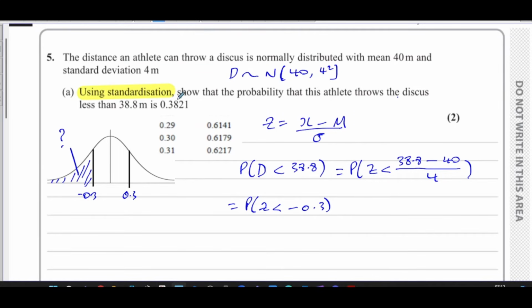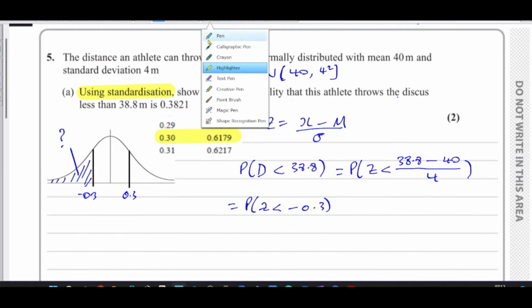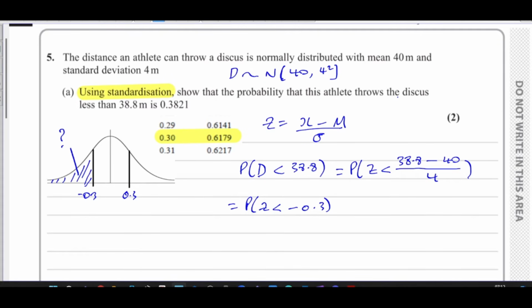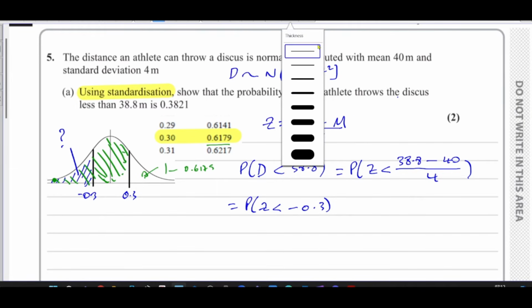And this area that we've got here is the area to the left of it. So you could say it's this area from here all the way across, all the way down to here. That's the area that we're going to get. So the area that we're looking for is going to be 1 minus this area. 1 minus 0.6179.